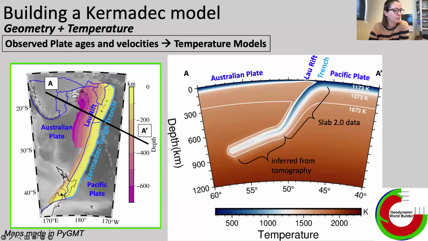What you're seeing on the right is the initial setup for that specific cross-section, where we have the geometry from Slab 2.0 and also inferred from the regional tomography data. The temperature structure is set up for the slab and plates using the observed plate ages brought into the temperature model. This is what our initial setup looks like for a location-specific model.